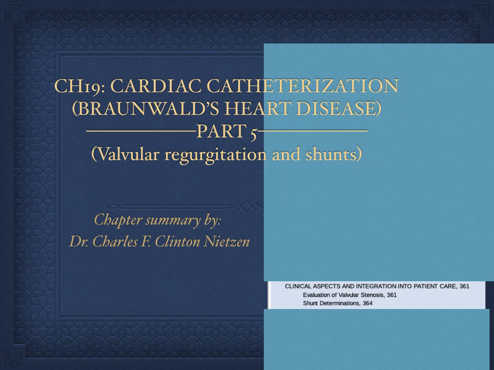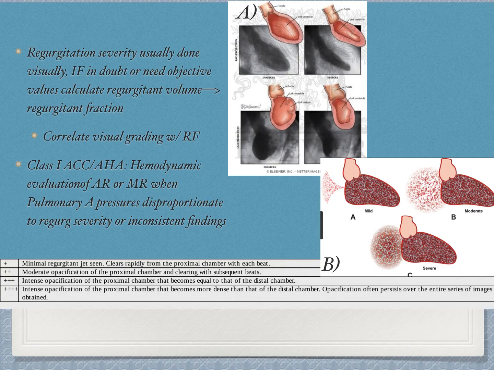Welcome to part 5 of this chapter summary, chapter 19, Cardiac Catheterization of Braunwald's latest edition by Charles Clinton. We'll be talking about the clinical aspects and integration into patient care, mainly valvular stenosis, valvular regurgitation, and shunt determinants. Sorry, we already talked about stenosis in the previous section. We're talking about regurgitation and shunt determinants.